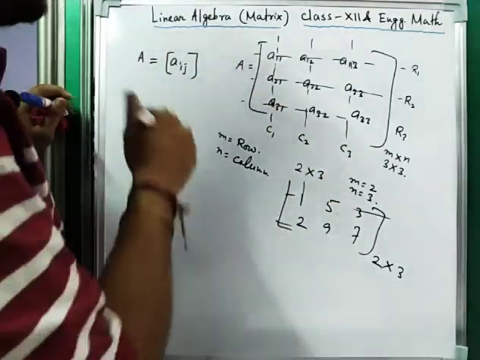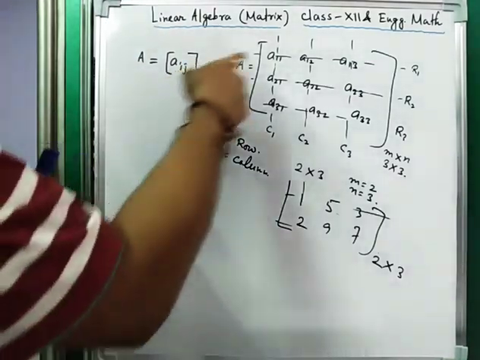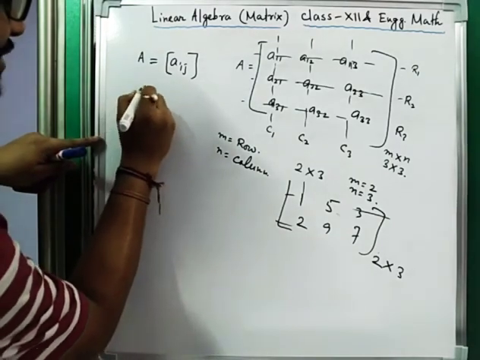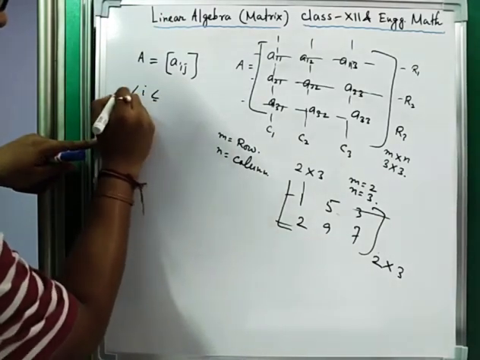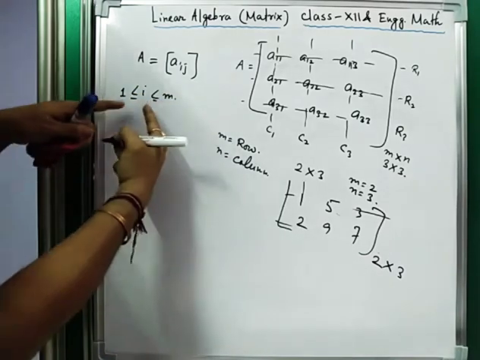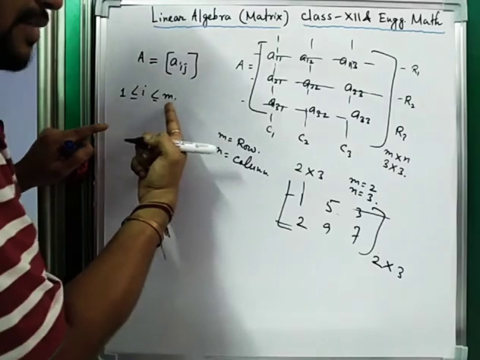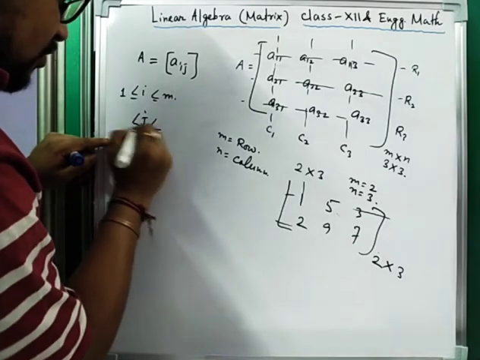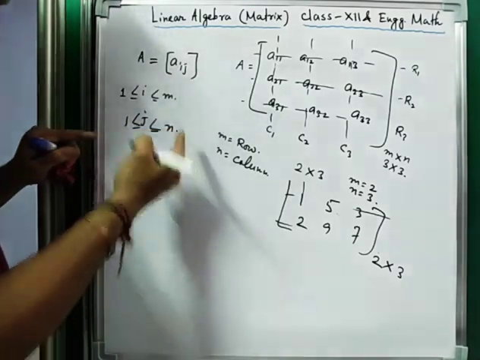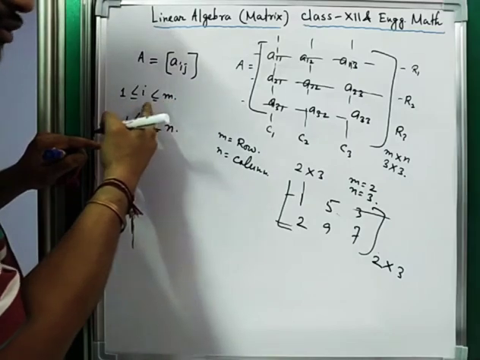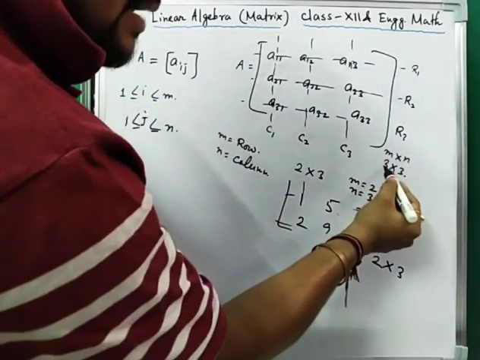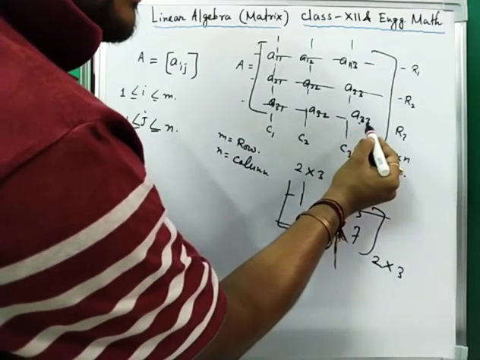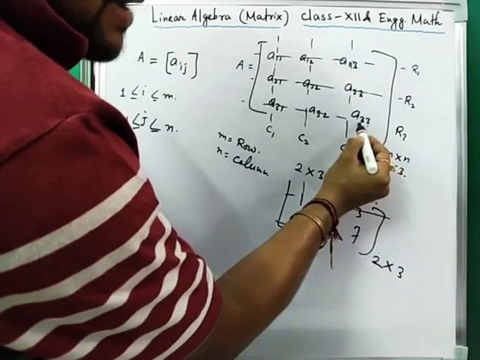Okay, so now you can see here A ij, as I told you, A ij is the representation. Now what is the range of i and j? Please remember, range of i is from 1 to M, means up to maximum number of rows. M is the number of rows, and j is from 1 to N. N is the number of columns. Here M is 3, so you can see the maximum value is A33. So that means the maximum value is 3 here.